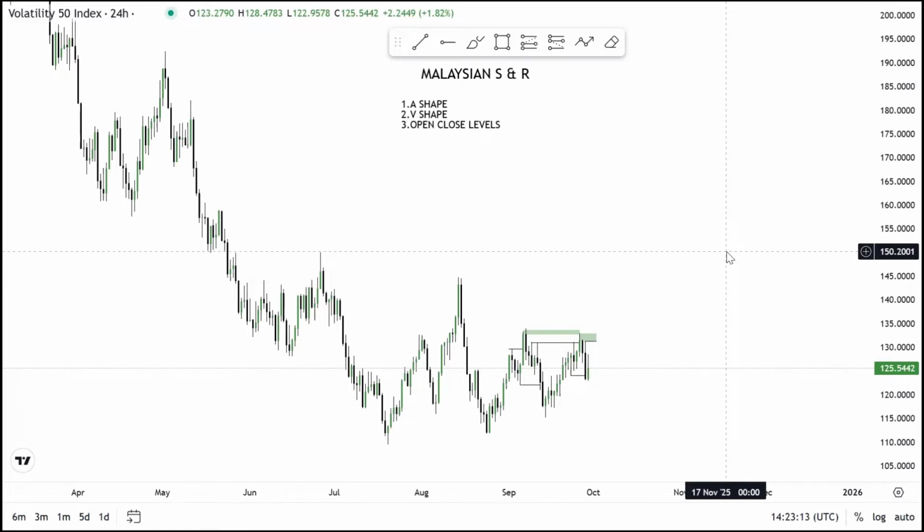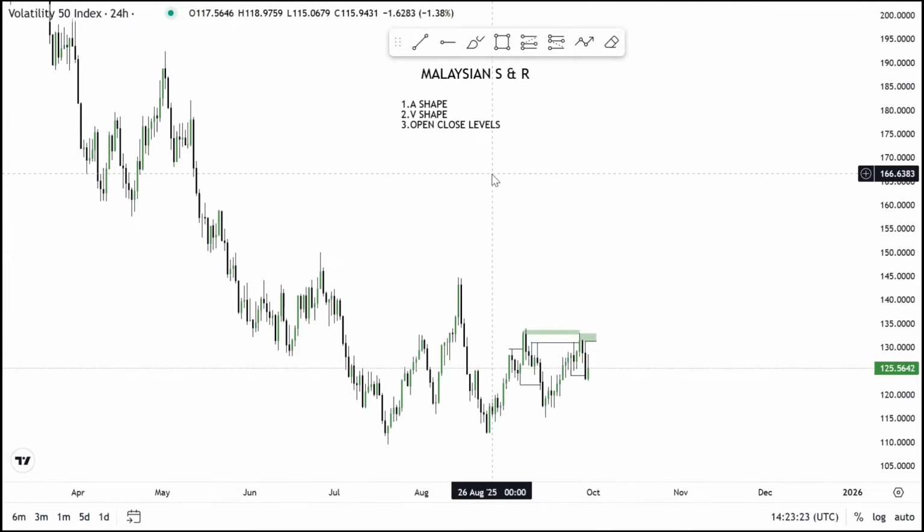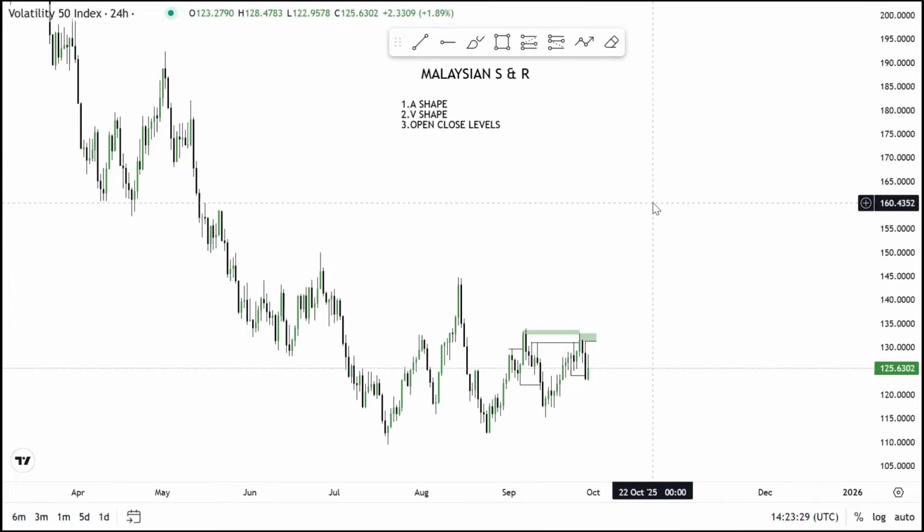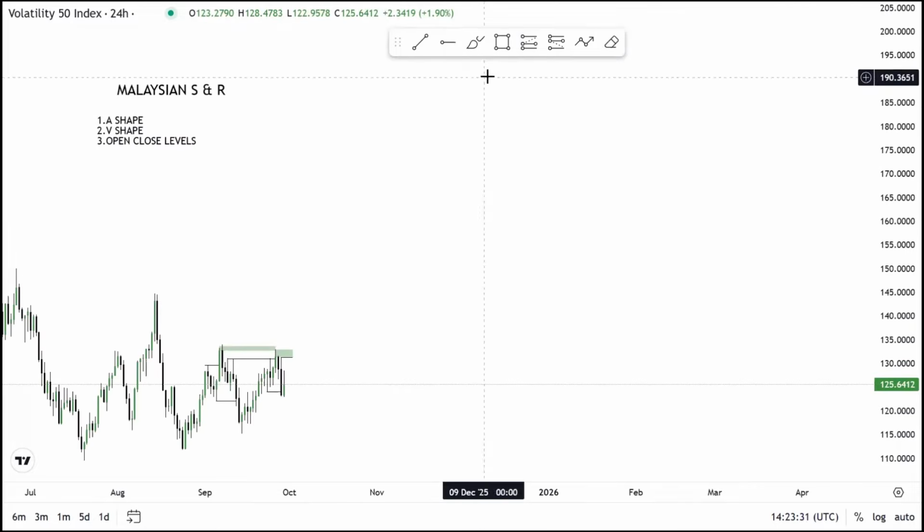Okay, so what is Malaysian SNR? From the name, basically it's just Malaysian Support and Resistance. Someone came up with this strategy. There are three key levels that make up this Malaysian Support and Resistance. The normal Support and Resistance level, right?